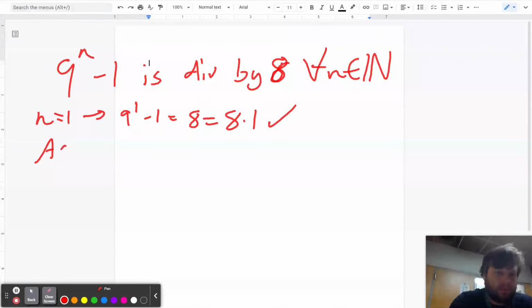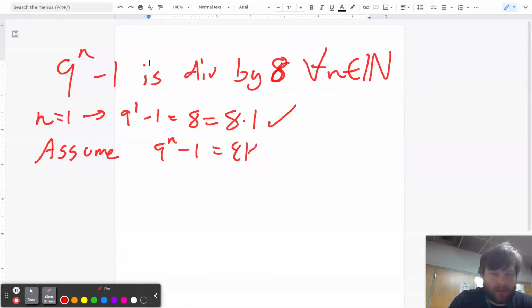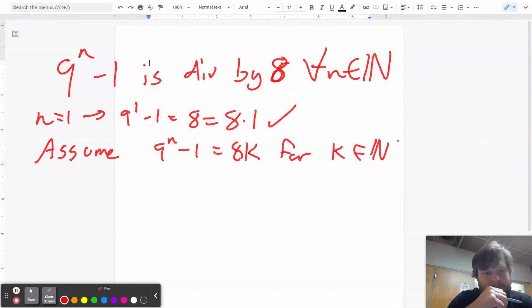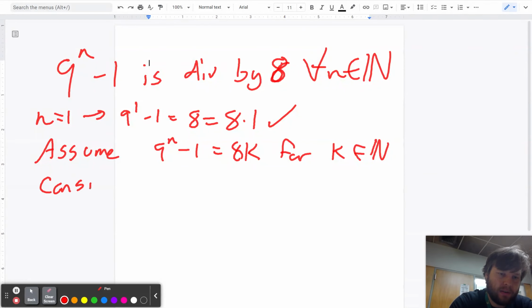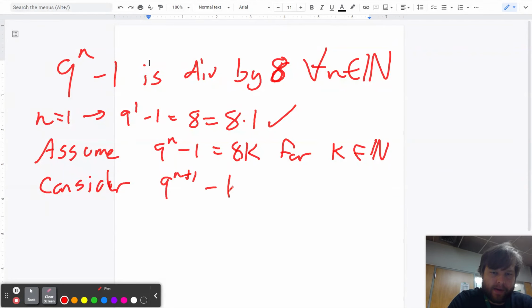Then I assume 9^n - 1 equals 8k. I'll just use the letter k for some k value that's a natural number. I could write integer here, but because I assumed n was a natural number, I'm going to get positive values, so I'm just going to write natural number. And then consider 9^(n+1) - 1 here.